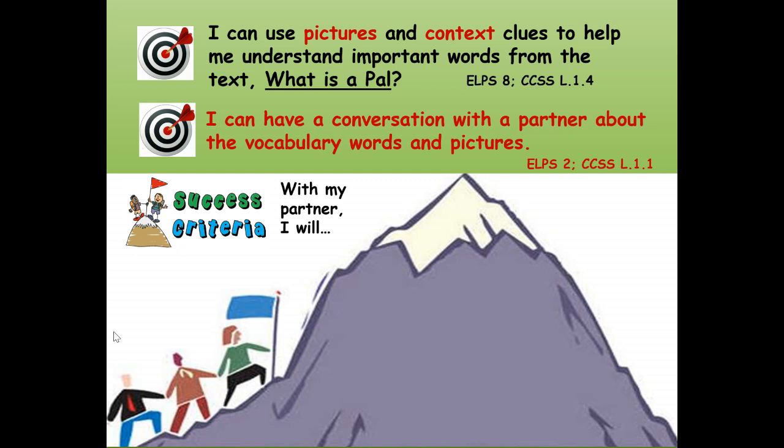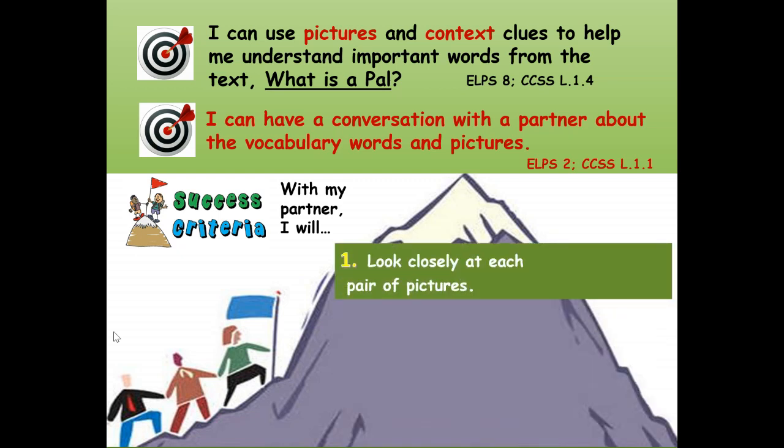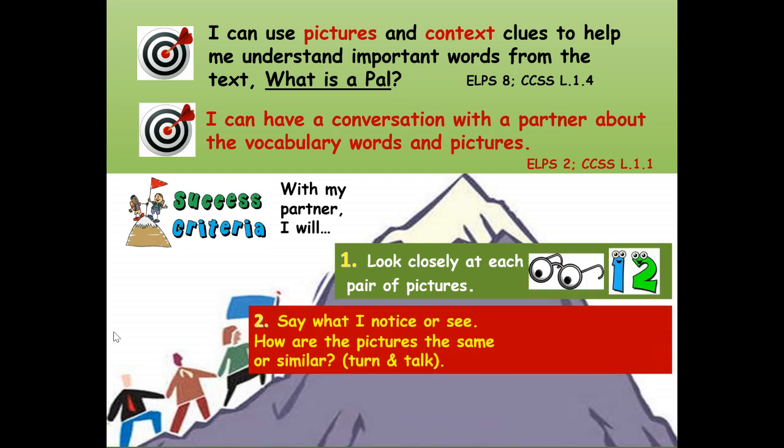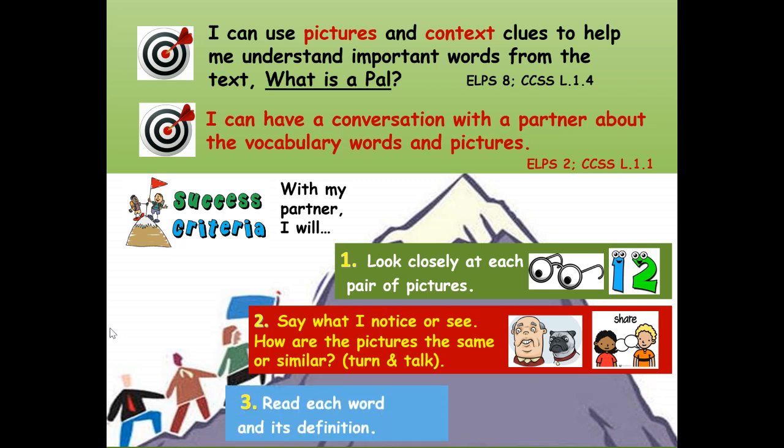And here's what we're going to do. With my partner, I will, number one, look closely at each pair of pictures. Number two, I will say what I notice or see. What do you notice or see? How are the pictures the same or similar? And this is our turn and talk routine. And that's when you share out your answer. And then I will read each word and its definition.